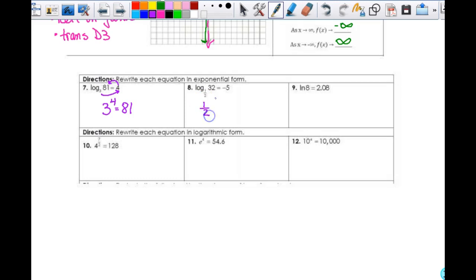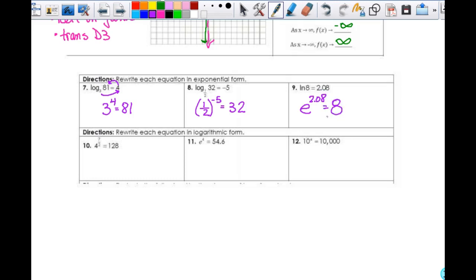Here is 1/2. -5th equals 32. But when you have a fraction, it has to be in parentheses. Otherwise, you're only taking that 1 to the -5th power. Here the base is e, so e to the 2.08 power is equal to 8.